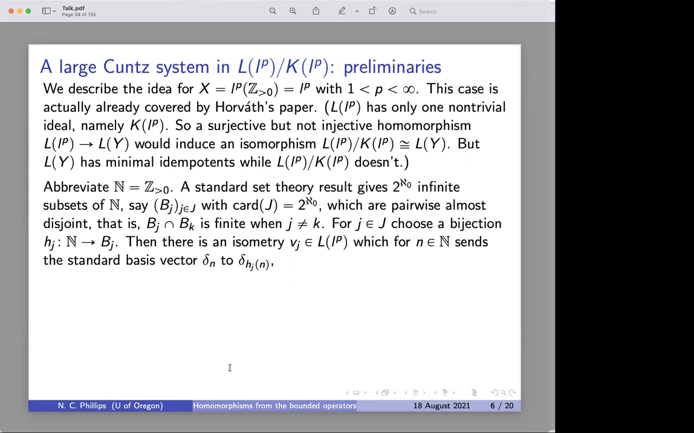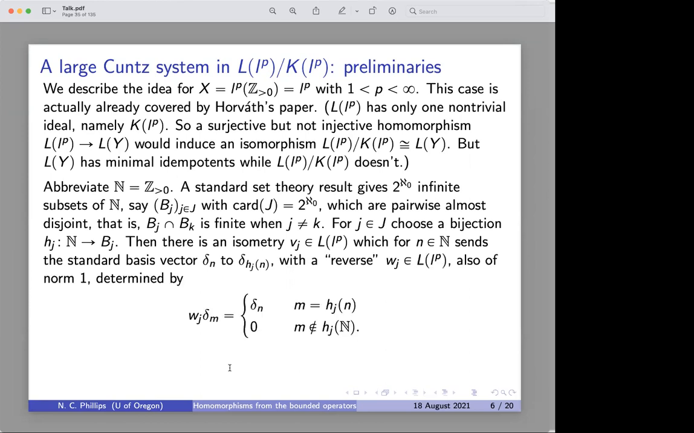Then there's an isometry Vj on little LP, which sends a standard basis vector delta N to the corresponding one for Hj of N. And there's a reverse, Wj, which in the C star case would be the adjoint, which also has norm 1. And what it does is it basically undoes what Vj does when your standard basis vector is in the range, and it kills all the other standard basis vectors.